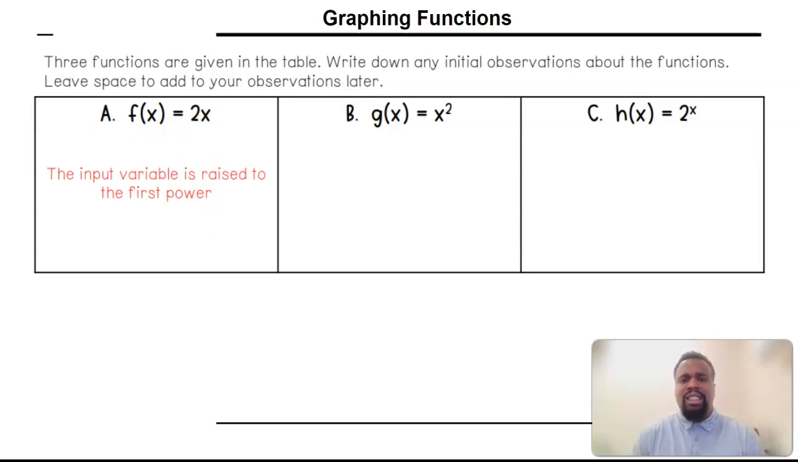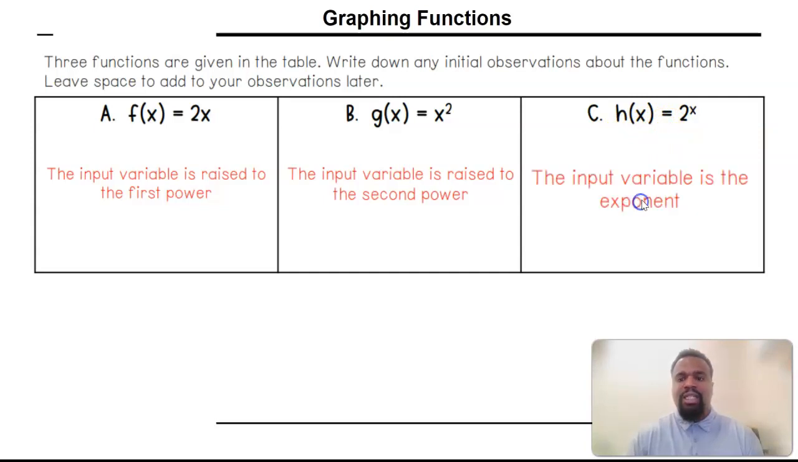If I look at b, g of x equals x to the second power. Well, this is x, the variable, raised to the second power, just by observation. Here I've got h of x equals 2 to the x power, and so the variable x is the exponent. All right, so looking at this, we want to translate this into our graphing functions.